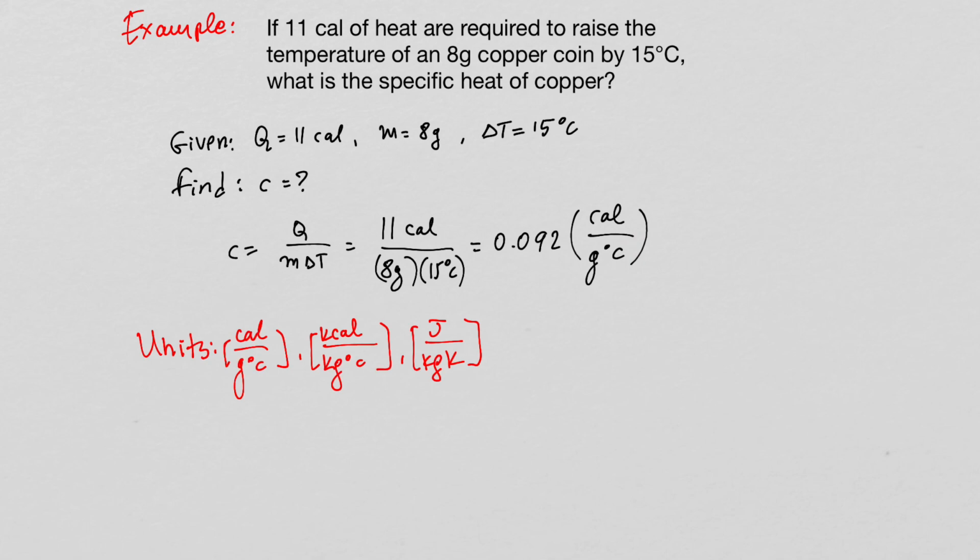So the units for specific heat can be calories per gram per degree Celsius, or kilocalories per kilogram per degree Celsius, or joules per kilogram per Kelvin. It just depends on how the problem is stated. And so with this, I conclude the lecture on thermal energy.